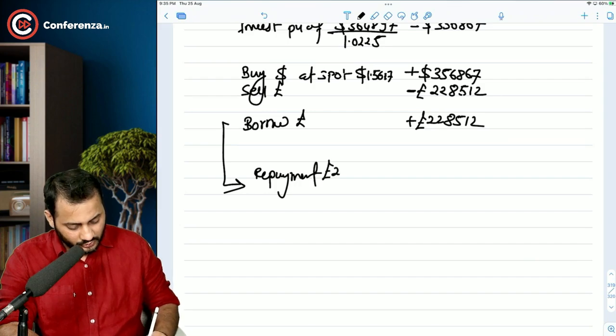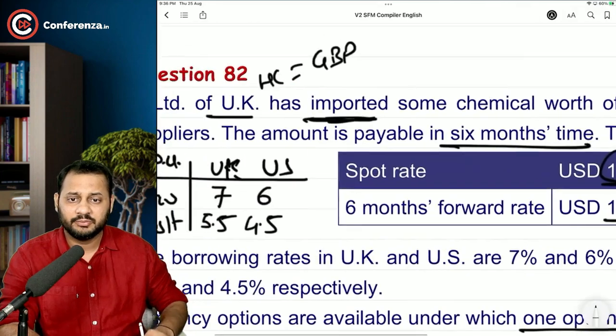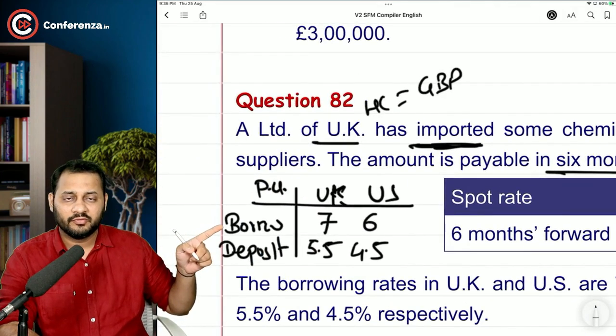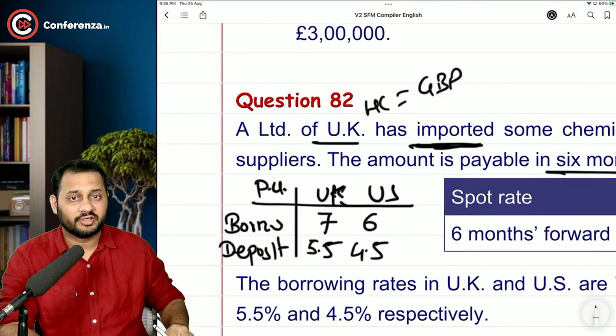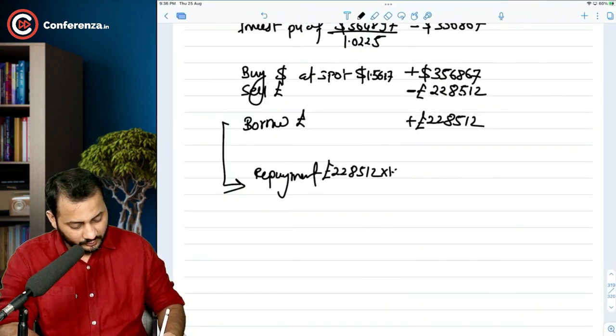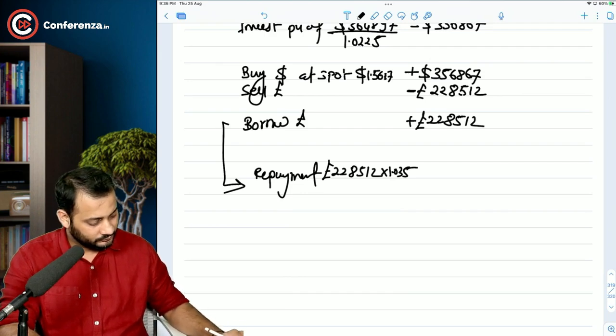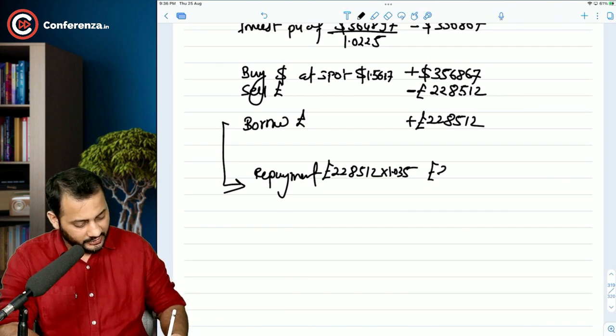So 228,512. What is the rate of borrowing for GBP? Borrowing rate for GBP is 7%. For 6 months, it will be 3.5%, into 1.035. So the net outflow in the money market hedge is 236,510.